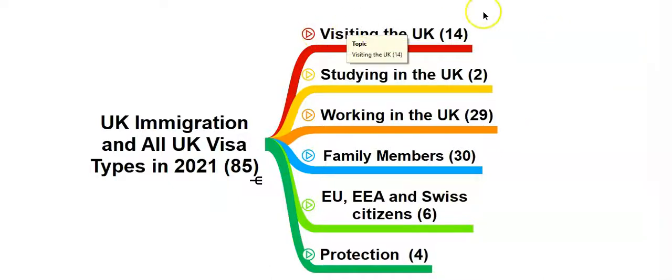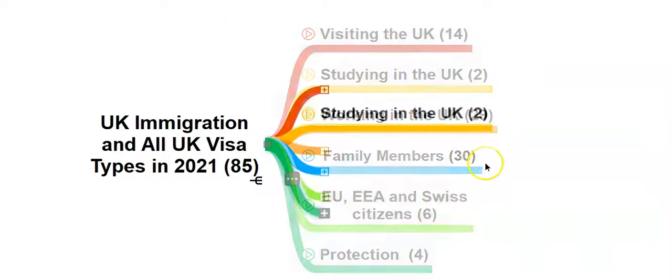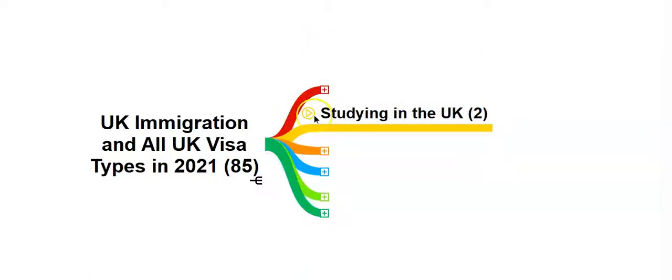The first category is for those who would like to visit the UK on a temporary basis, then for those who would like to study, work, or visit their family members. Also, there are a couple of visa types for EU, EEA, and Swiss citizens, and those who would like to apply for protection. In today's video, I'm going to talk about those who would like to study here in the UK. And things are very, very straightforward.